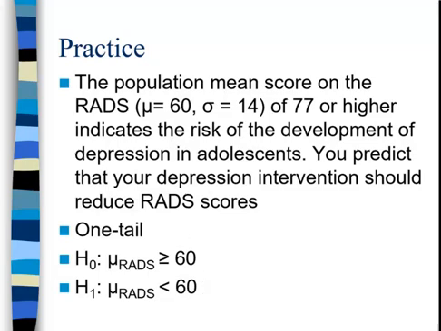Whereas the null hypothesis should simply be H subscript 0 colon, mu RADS, the mean RADS score for our sample should be greater than or equal to the population score of 60. So again, this is just saying we don't expect a difference. That's the null. We don't expect a difference between our sample mean and the population mean, whereas this is saying we expect our sample mean to be less than 60. Okay. Again, don't worry if this is a little complicated still. We're going to have plenty of opportunity to do some examples.